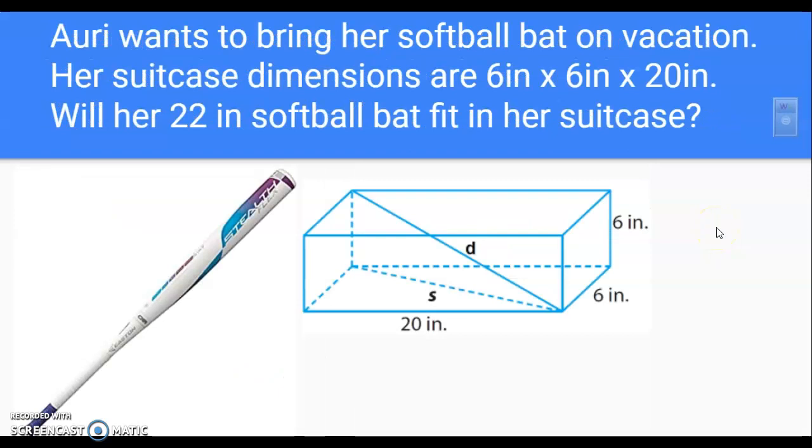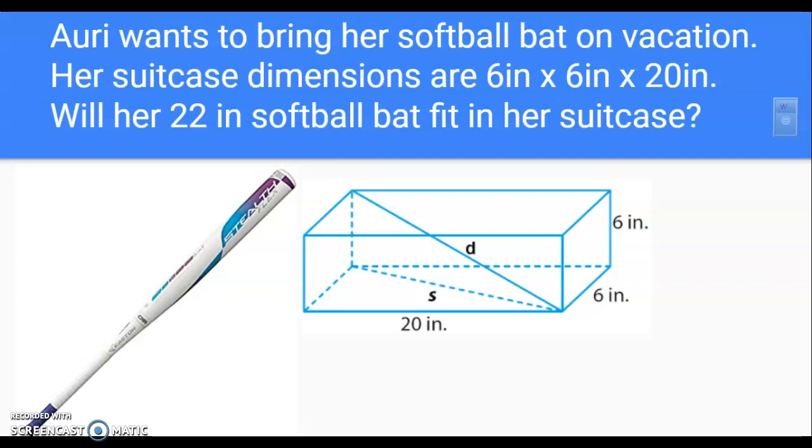Ari wants to bring her softball bat on vacation. Her suitcase dimensions are 6 inches by 6 inches by 20 inches. Will her 22-inch softball bat fit in her suitcase? If you look at the box, the base would be the first hypotenuse. Then we would use that as a leg. But remember, we're just going to use the shortcut here.